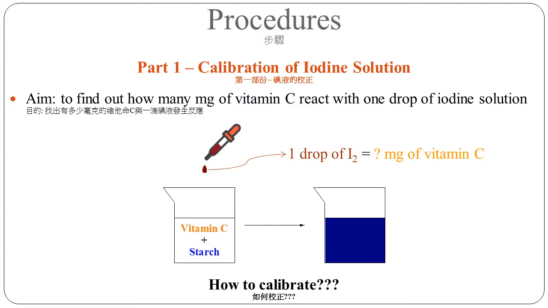Now, let's talk about the procedures of this experiment. The procedures can be divided into two main parts. Part 1. Calibration of iodine solutions. The aim of this part is to find out how many milligrams of vitamin C react with 1 drop of iodine solution, which means that one drop of I2 equals how many milligrams of vitamin C? So, how to calibrate? Let's continue to talk about this.